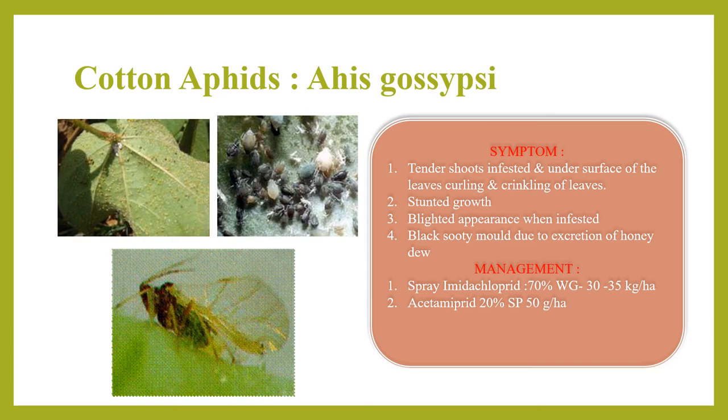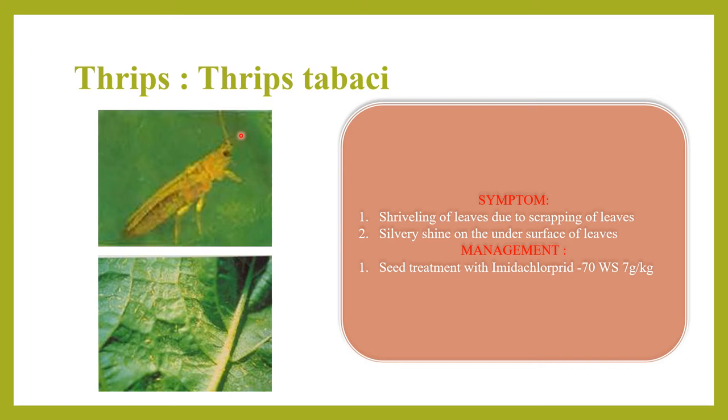And coming to the thrips, thrips is also a common pest in all the crops. You can see symptoms like shriveling of the leaves due to scraping of the leaves, and silvery shine on the underneath surface of the leaves. Here you can see that silvery appearance, silvery shine, and the management will be seed treatment with imidacloprid.